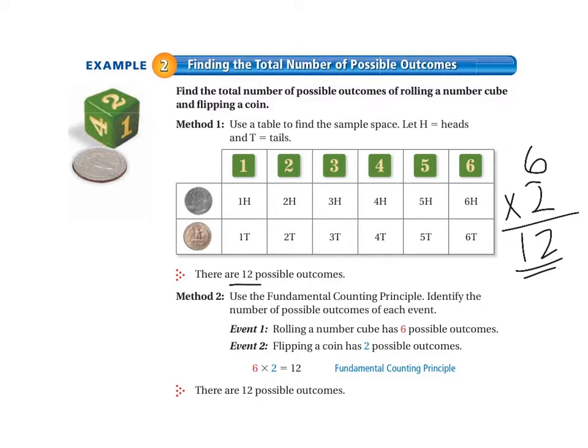So that was method 1, was making a table. Method 2 was the fundamental counting principle, which was identifying the number of possible outcomes for each event. Event 1 was rolling the number cube with 6 possible outcomes, and event 2 was flipping the coin with 2 possible outcomes. So we came up with 12.